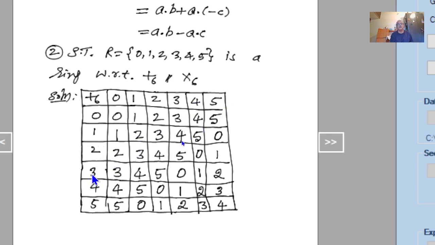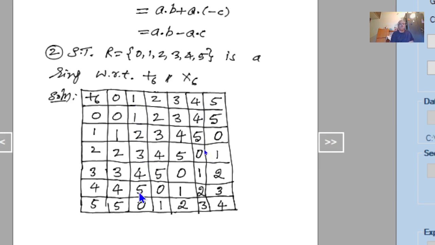And the inverse of 3 is 3 itself. And the inverse of 4 is 2. And the inverse of 5 is 1. So the inverse of each element exists.